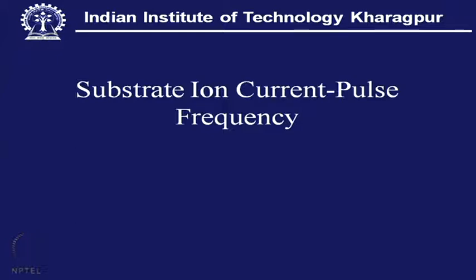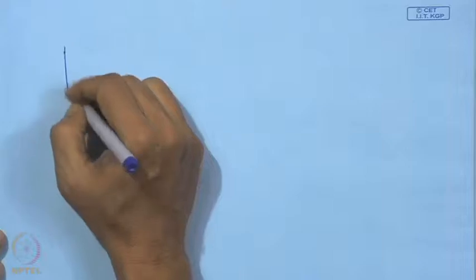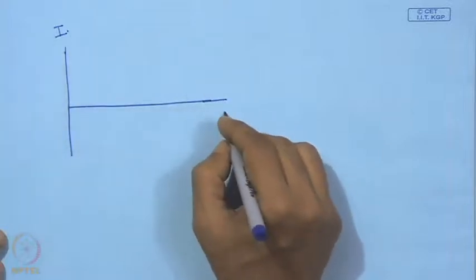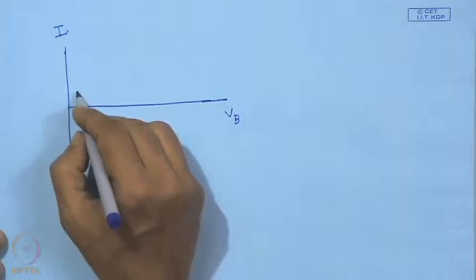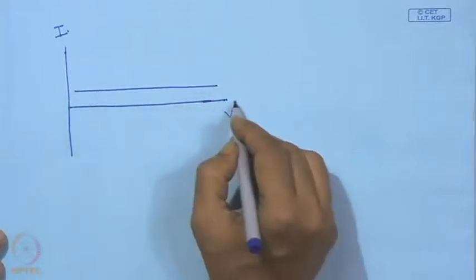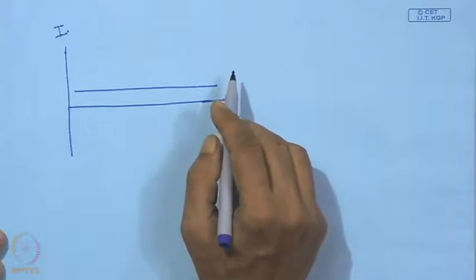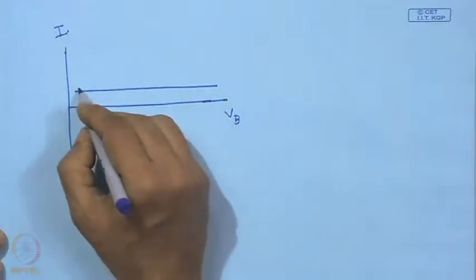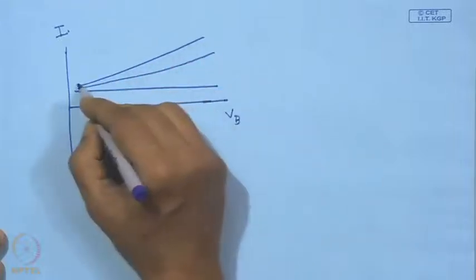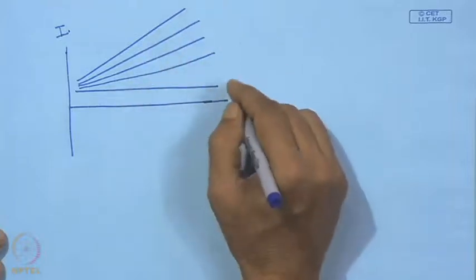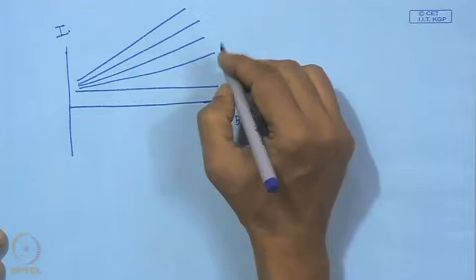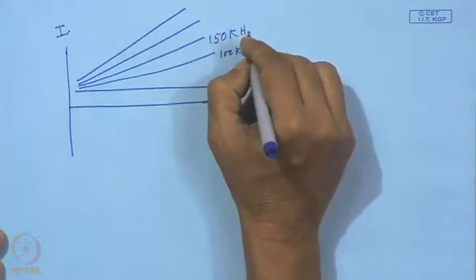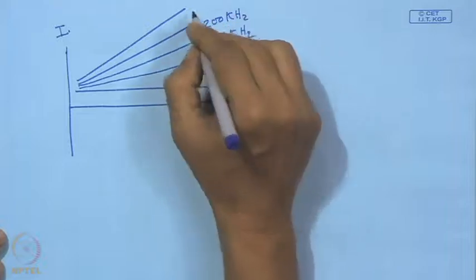So, substrate ion current versus pulse frequency. This is one very important graph, in that normally what we see is substrate ion current I and substrate voltage. Normally it becomes saturated, so with increase of voltage, hardly can we increase the current. But what we have seen is that when we increase the frequency, we can have such kind of graph. This is with zero frequency, and this one 100 kilohertz, 150 kilohertz, 200 kilohertz or 250 kilohertz.